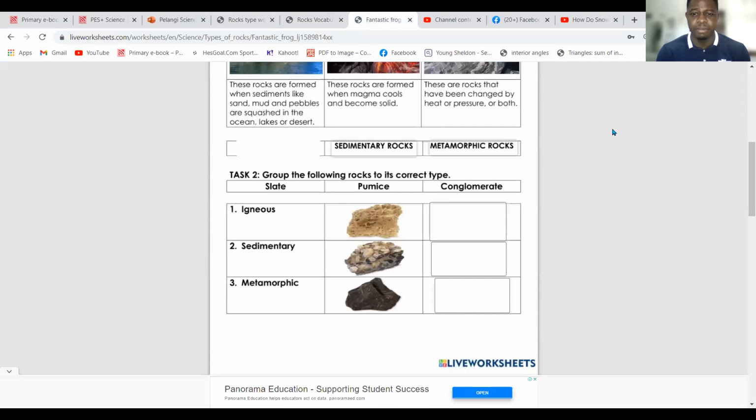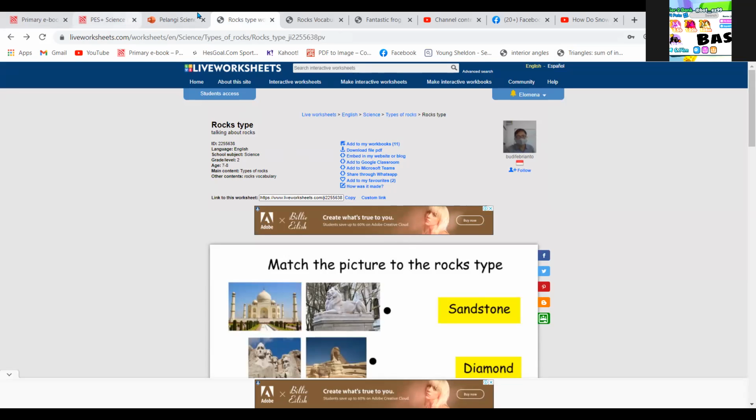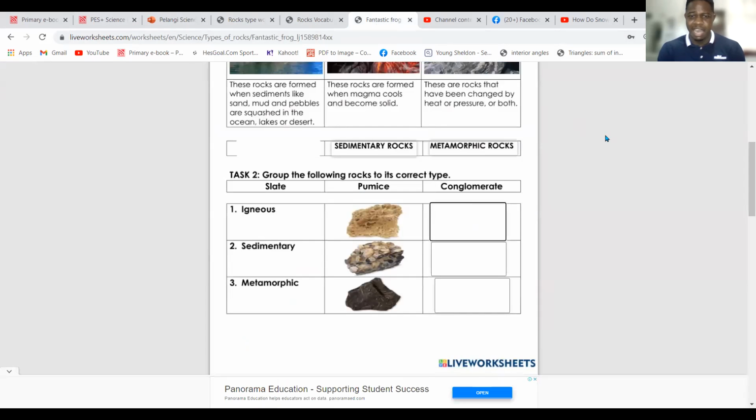So you come here and you write conglomerate here, okay? This is conglomerate. Now I'm getting confused myself. Just a moment, please. I have so many things going on here. Conglomerate here. Conglomerate there. Okay.